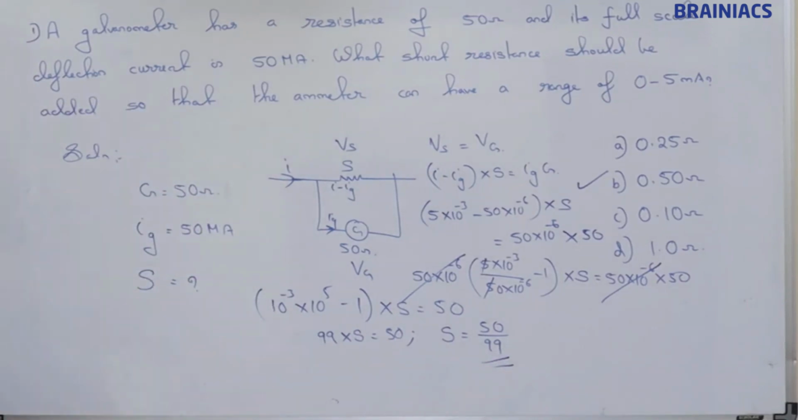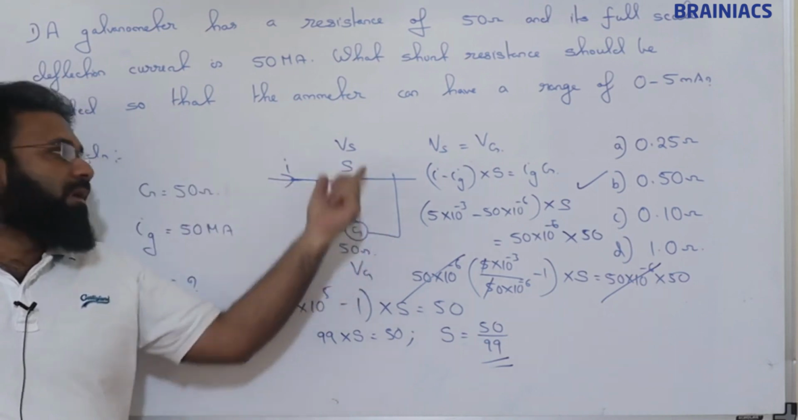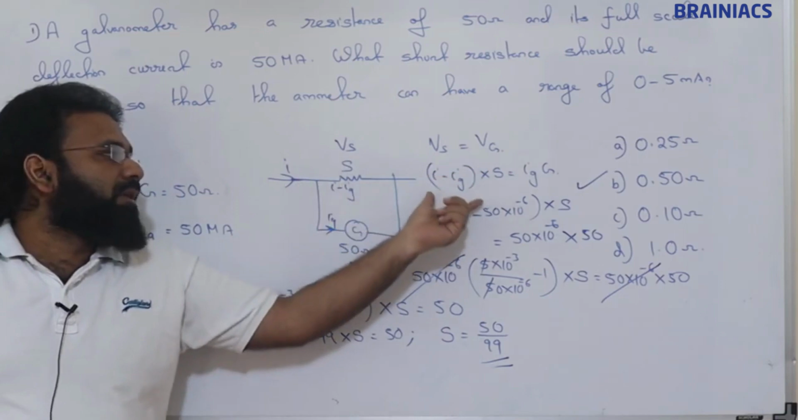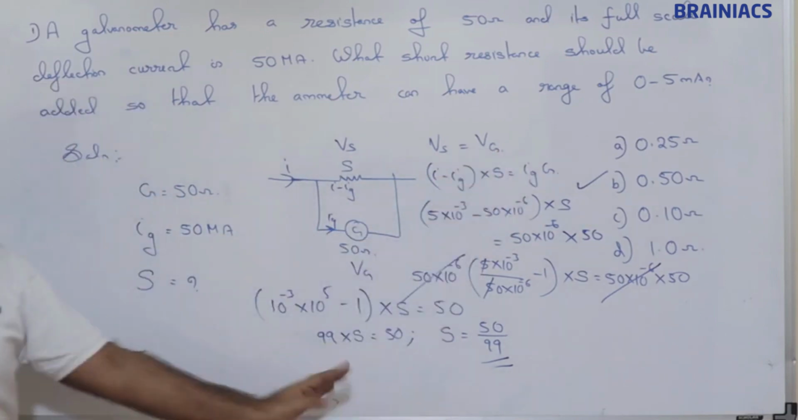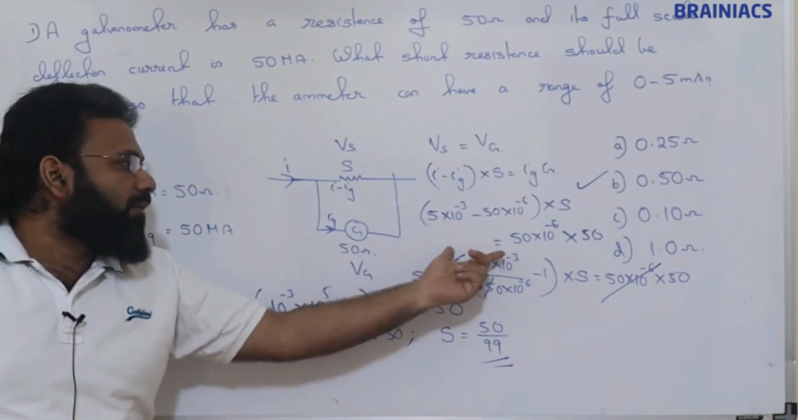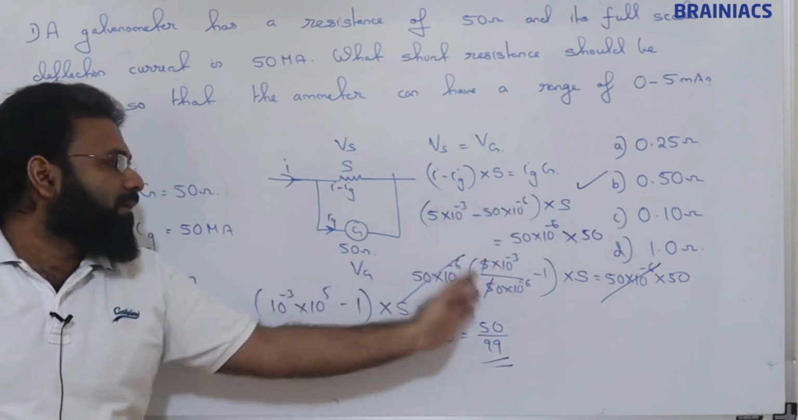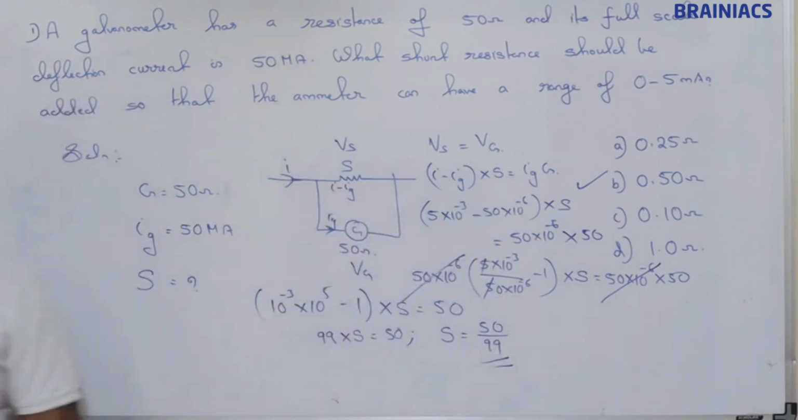Clear? This is the shunt resistance and this is the galvanometer resistance. They are in parallel, equating the voltages: Vs is equal to Vg. (I minus Ig) into S is equal to Ig into G. Then substituting, just for making the calculation easier, one thing we have taken outside and cancelled with the right hand side, then we did a small approximation. So that is the answer.